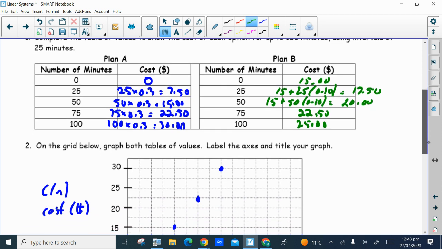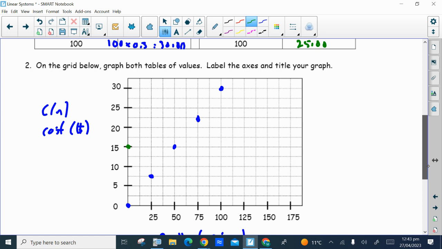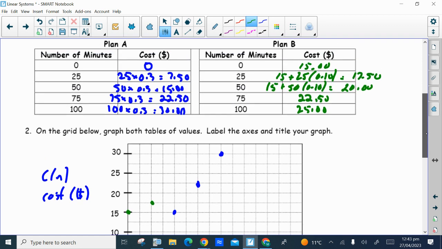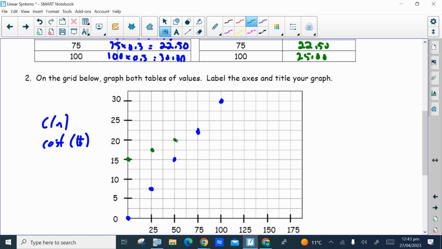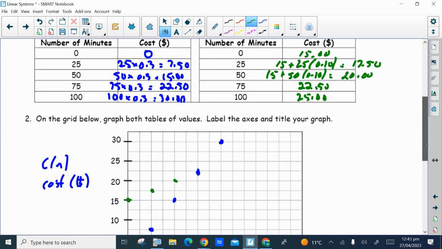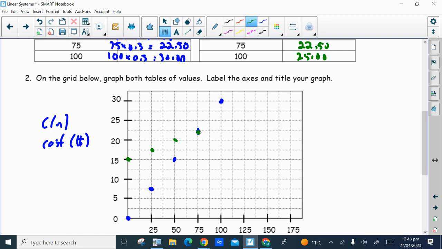So if we put these points, we start at 0, 15. The next point is 25, 17.50, which again is halfway between 15 and 20. The next point is 50, 20, that point right there. The next point is 75, 22.50. So that shares the point with the previous graph. And the last point is 100, $25.